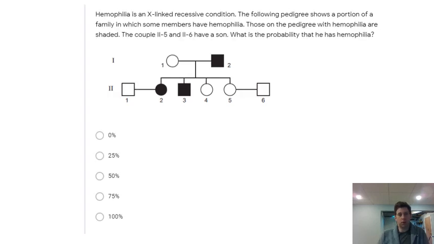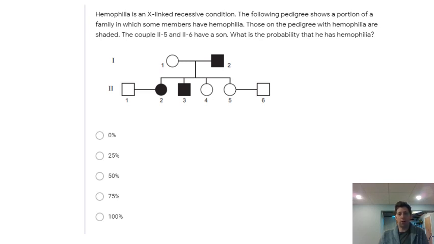Next question, very similar. 2-5 and 2-6 have a son. What's the probability that he has hemophilia? Again, 2-6 is similar to 2-1, where we don't know much about him. He's outside of the family tree, but being a male, he can't be a carrier. We know that he has a dominant allele.